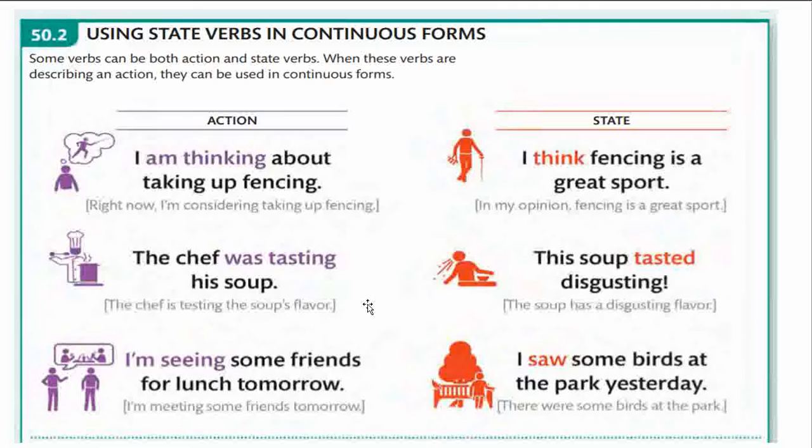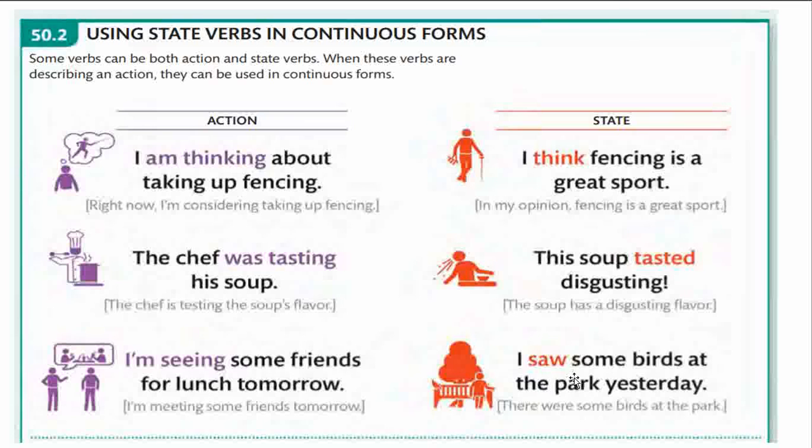The next construction that we have is, I am seeing some friends for lunch tomorrow. Over here, seeing means I'm meeting some friends tomorrow. Over here, some action is taking place. That means the act of meeting. So this word seeing can be considered as an action verb in this construction.